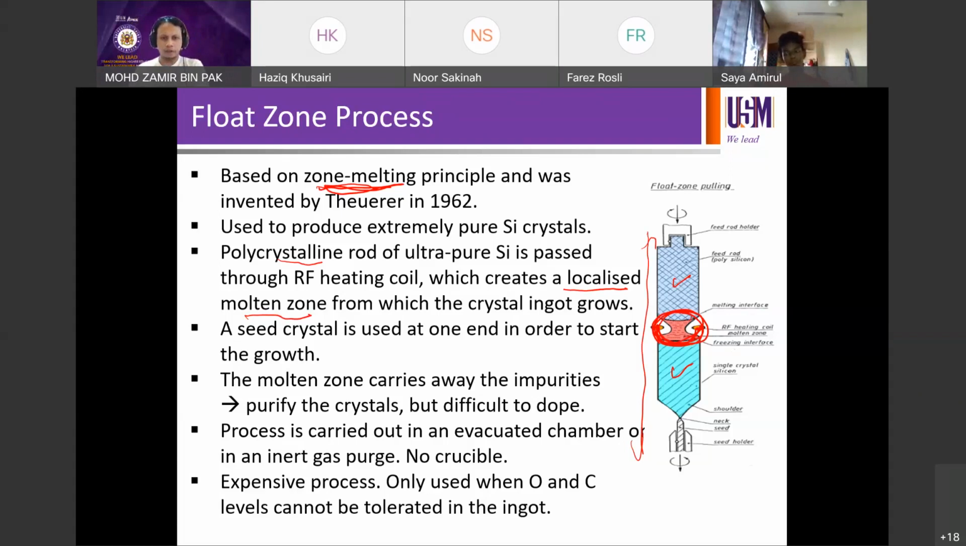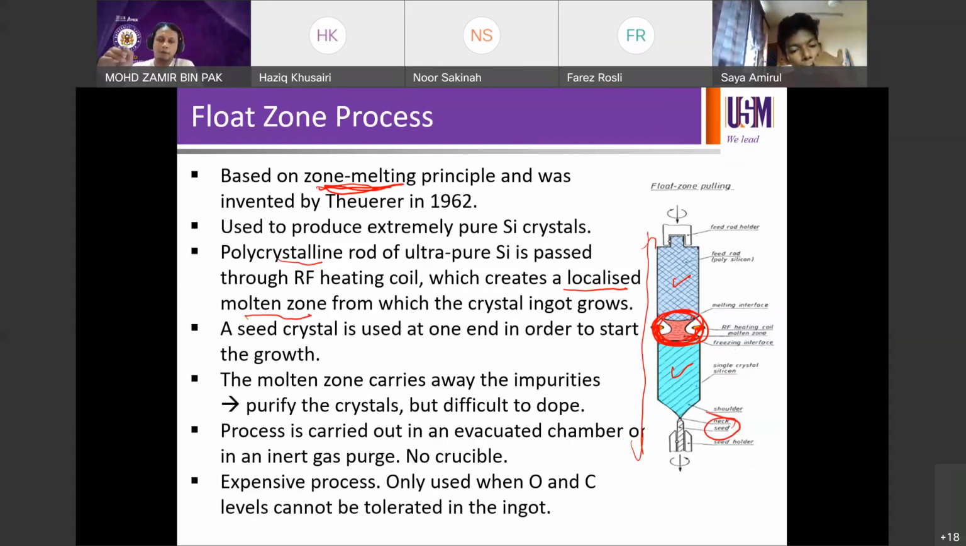So a seed crystal is used at one end in order to start the growth. So you need to have your seed. So in this case here, you have your seed just like the way we discussed in Czochralski process, where you use your pencil size seed at the top before we start the pulling process of the ingot. In this case, we have your seed at the bottom.